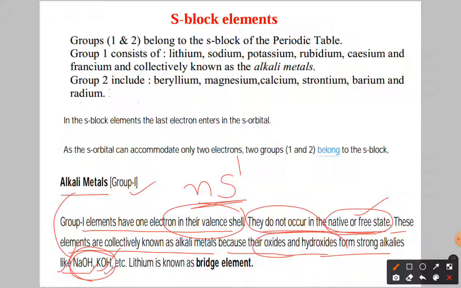Now here lithium is known as a bridge element. Why? Because, as you know very well, we have the diagonal relationship, isn't it? So in that, lithium has a diagonal relationship with magnesium. So it is called a bridge element.